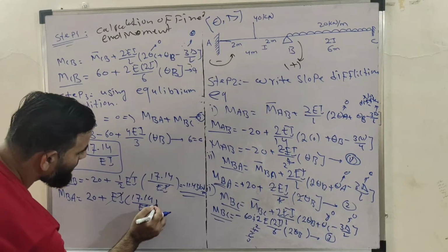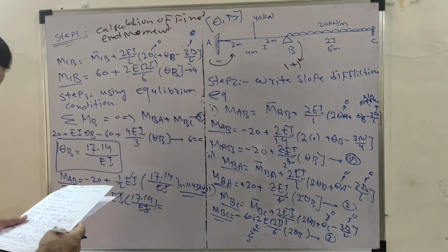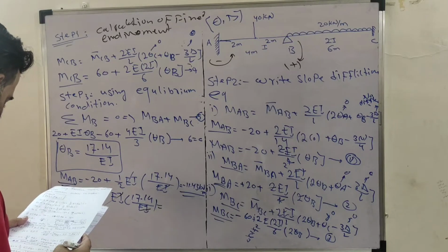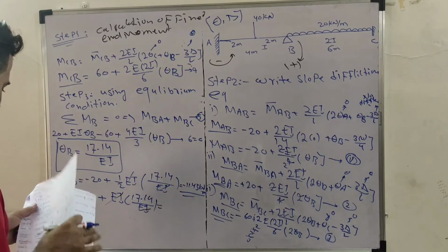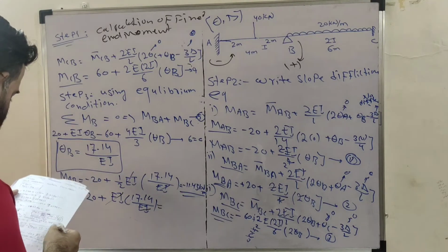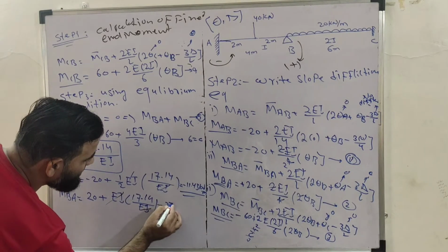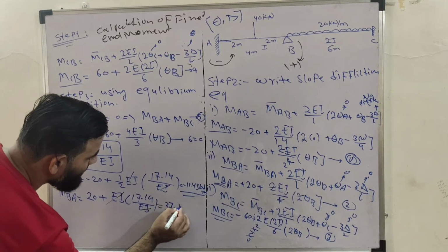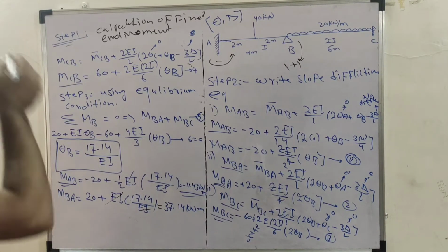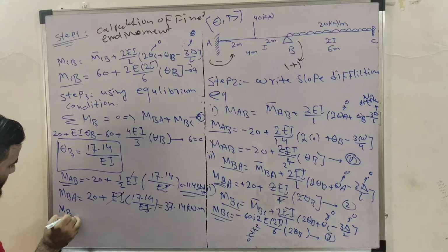EI cancels. Now the value of moment of BA, I already calculated, is equal to 37.14 kilonewton meter. This is the final moment of BA. Now we will calculate the final moment of BC.